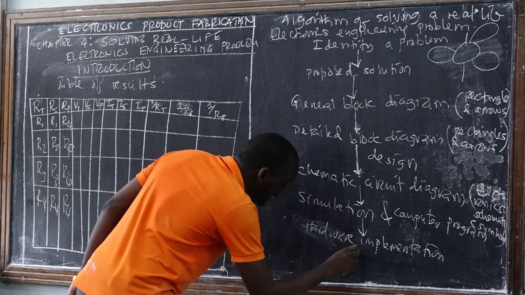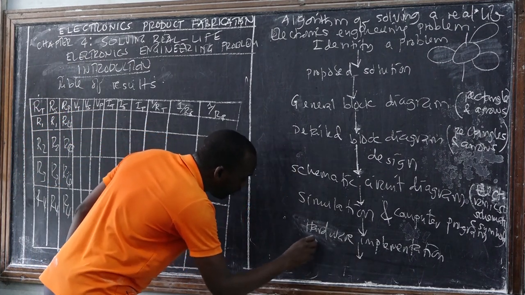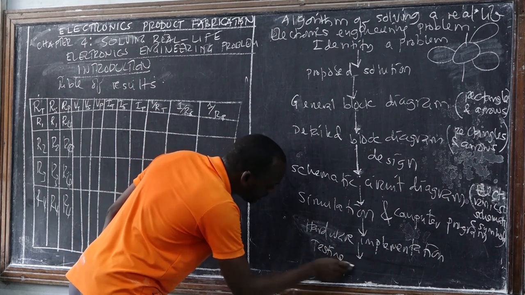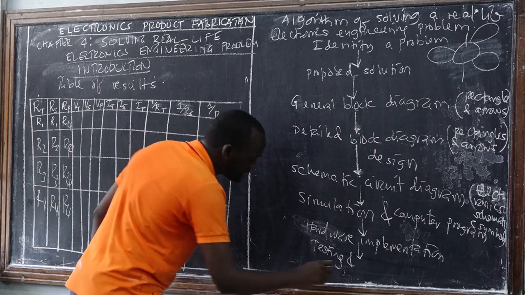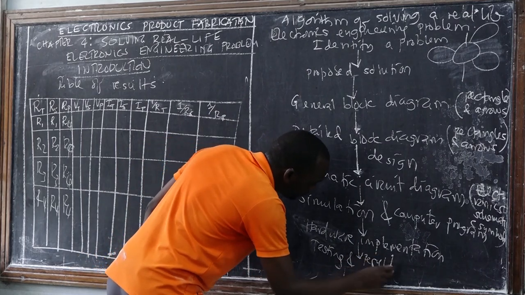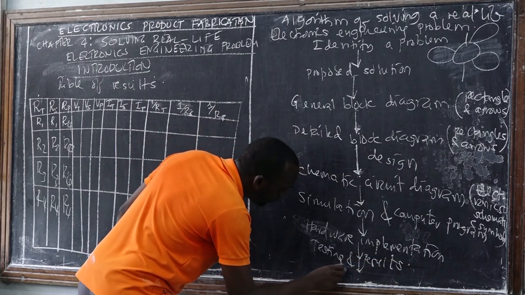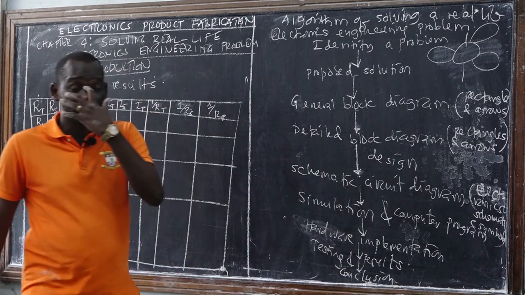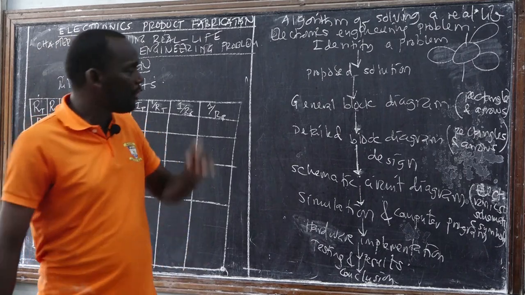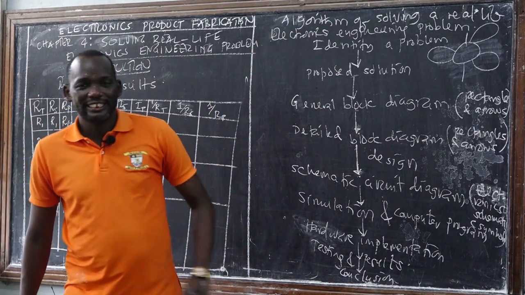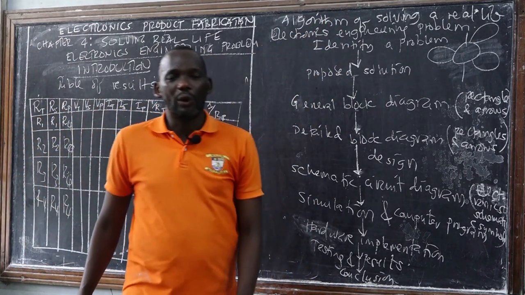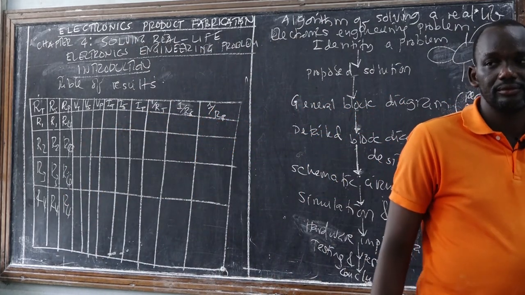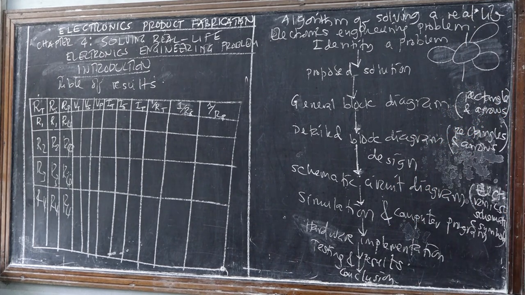Yes, then the next step now, we go for results. It means testing. Testing and results. Then the last step, we go for conclusion. If you have understood this algorithm, tell me in this process, where are you going to get the theoretical data for a particular system? At which point are you going to get theoretical data for the particular system?